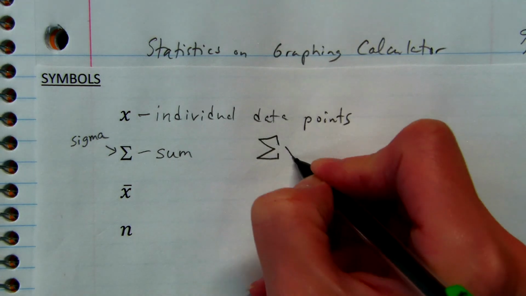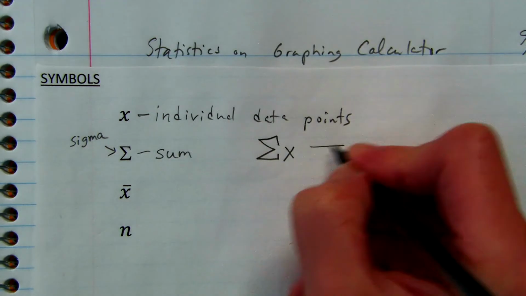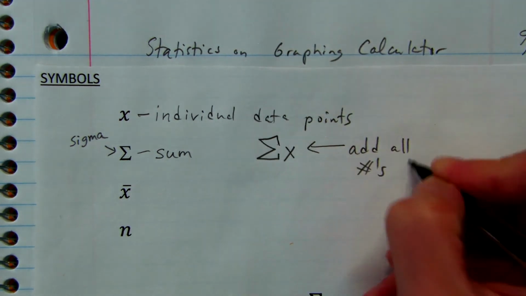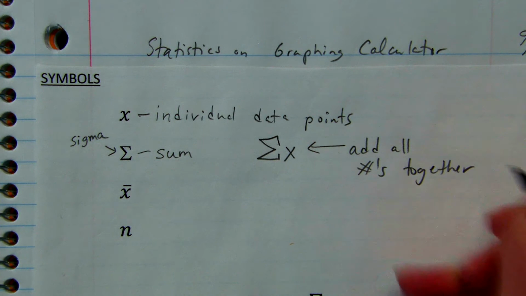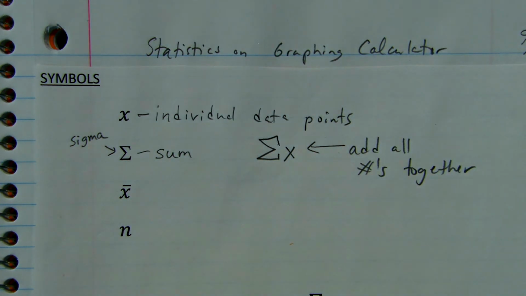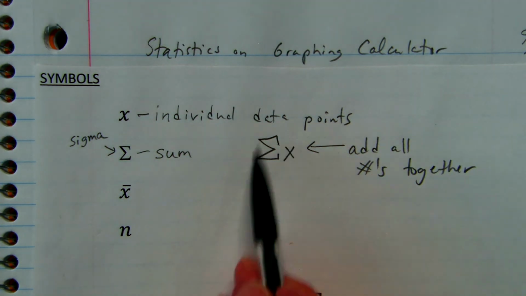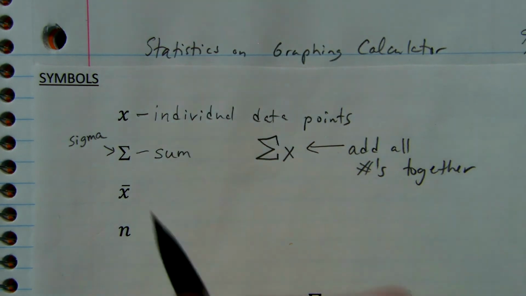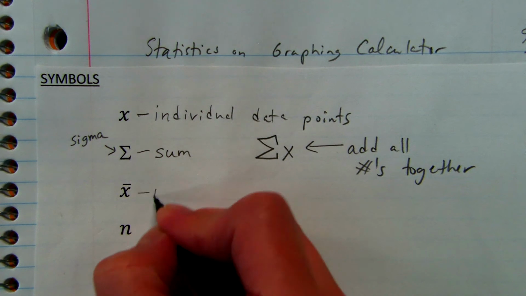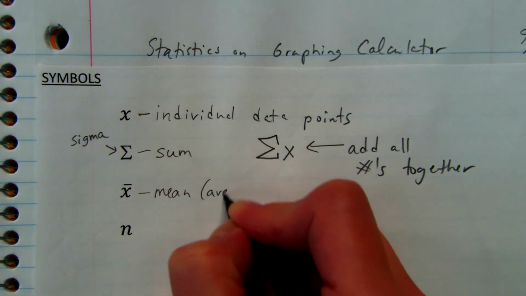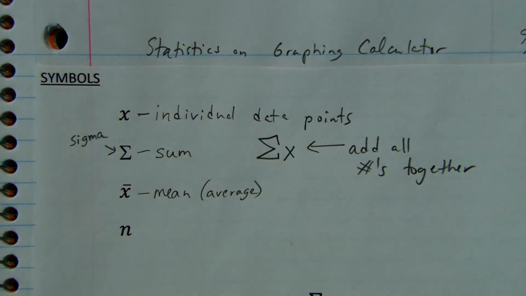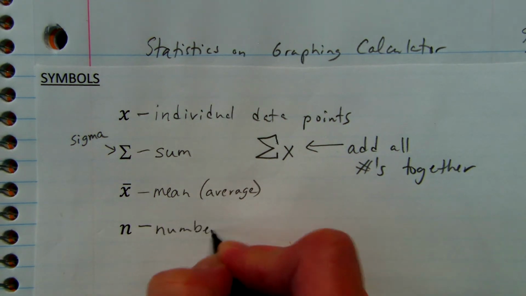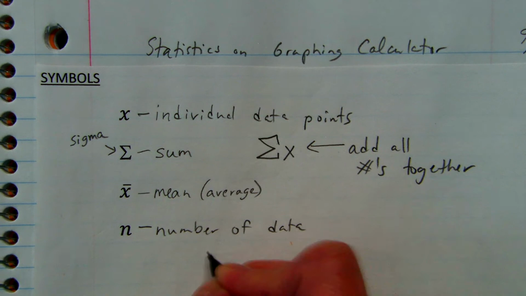But they'll put that with an X sometimes, and that means add all the numbers together, like we would do for mean. Okay? So that's what you're usually going to see. It just means you're adding everything up. All right, if you see an X with a line over it, that means mean, which is our average that we've been working on. And then N is the number of data points.